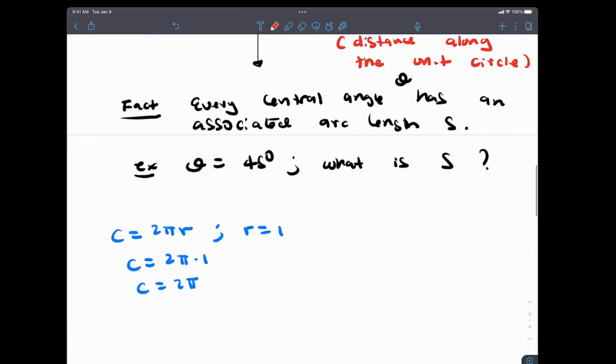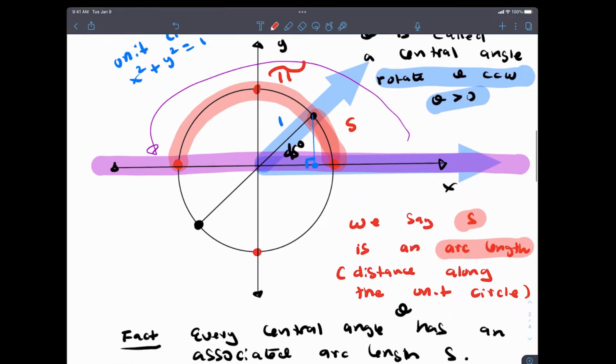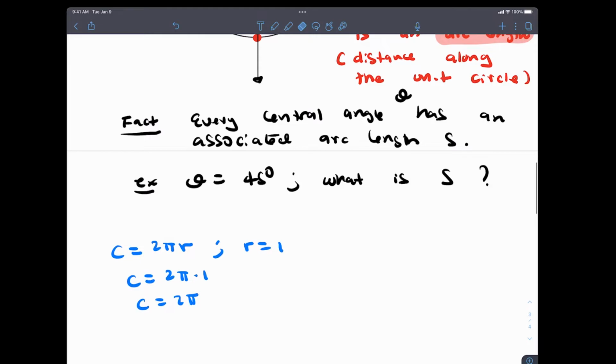So the full distance in blue would be 2 pi times 1, which is 2 pi, but we're not referencing that. I mean, we could use that, but I'm just going to give you this idea here, okay? Here's what you guys want to know.